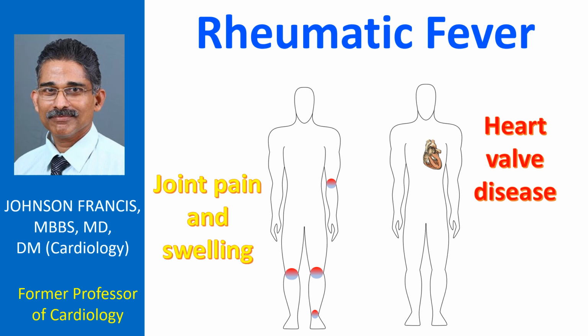Rheumatic fever is an immune-mediated disease involving the joints, heart, skin and brain. The commonest presentation is pain and swelling of multiple joints, polyarthritis. Rheumatic fever commonly occurs in childhood and the incidence decreases as age advances. It is extremely uncommon after the age of 40 years.